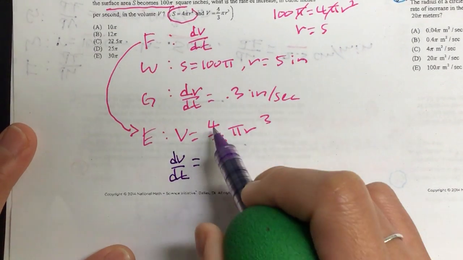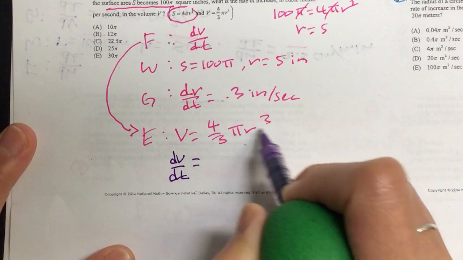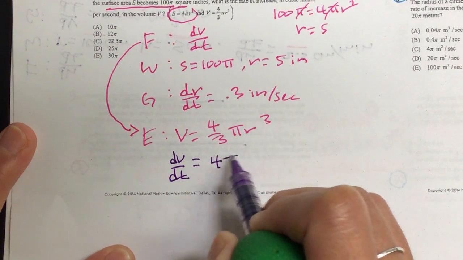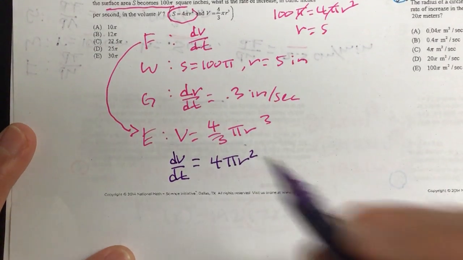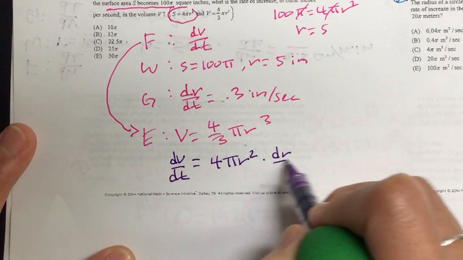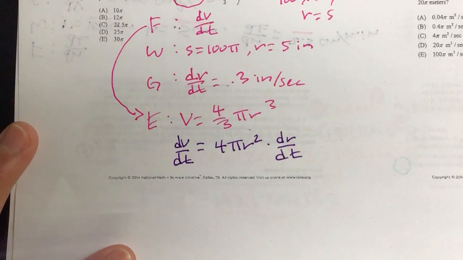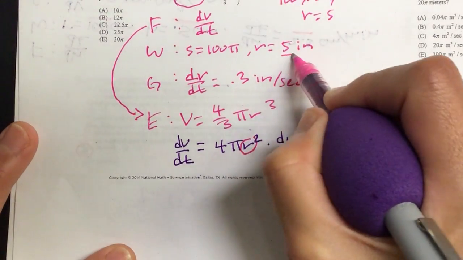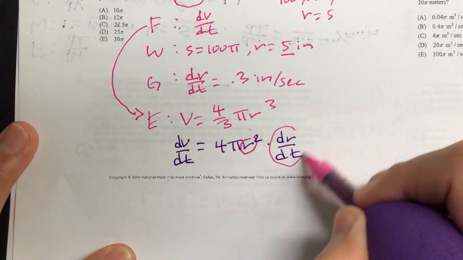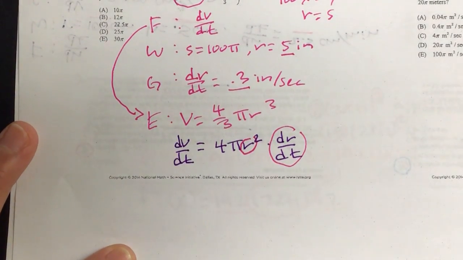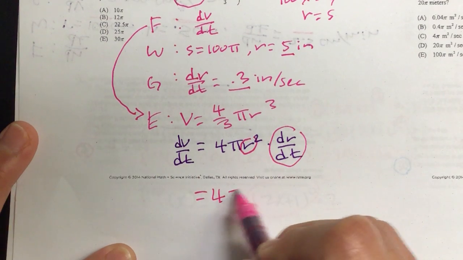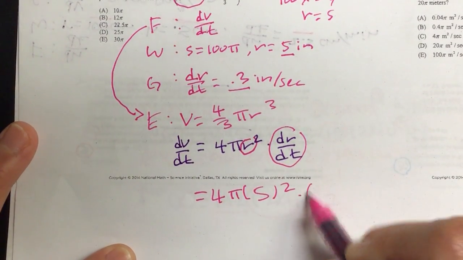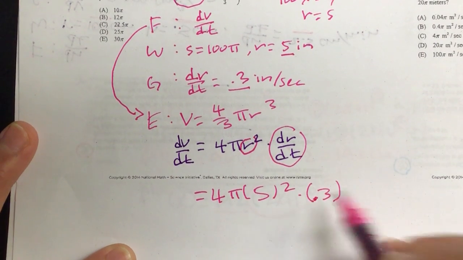And then for 4/3 pi r cubed, when I multiply the cube down here, would you guys agree the 3's cancel? Yeah. So we have 4 pi r squared. And now it's deriving the radius, so I need dr over dt. So let's see what information I have so far. Do I know the radius? Yes. Do I know dr over dt? Yes. So all the information is given. So we have 4 pi. The radius is 5 squared, and dr over dt is 0.3.